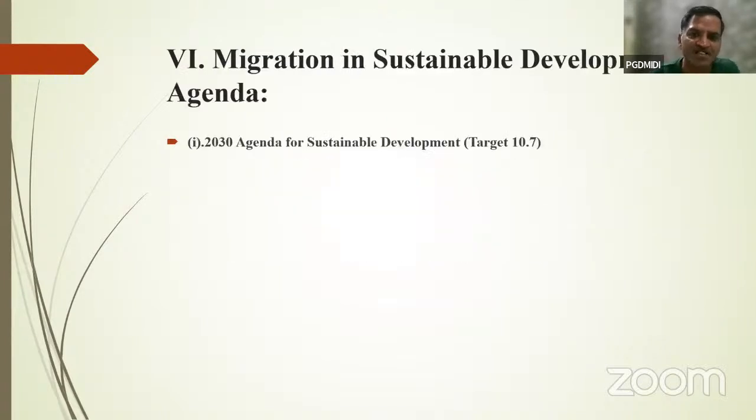Then sixth is migration in the sustainable development agenda. As you all know, the 2030 Agenda for Sustainable Development, target 10.7, talks about migration. Though it is not much, many scholars say migration is not highlighted enough in this agenda. But still, whatever the way, this is a very important component to achieve the sustainable goals. So this is in target number 10.7. You can go into details, but today we will just confine ourselves here because you have other things.